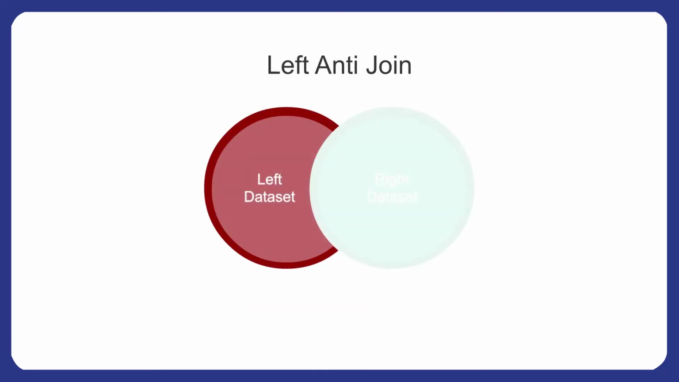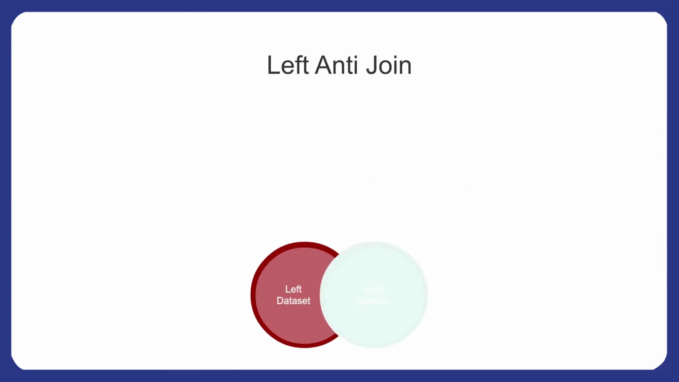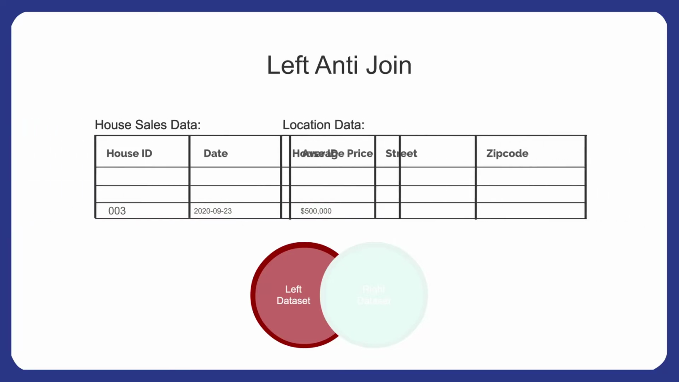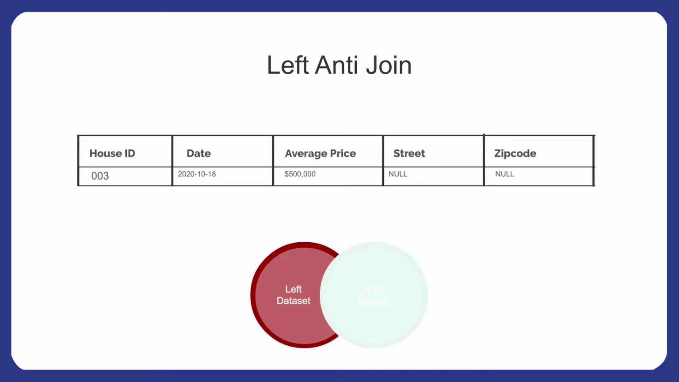And finally, we have one more type of join to look at, the left anti-join. This join only includes the rows in the left table that don't have a match. This join will produce only one row. That would be for house ID 3.